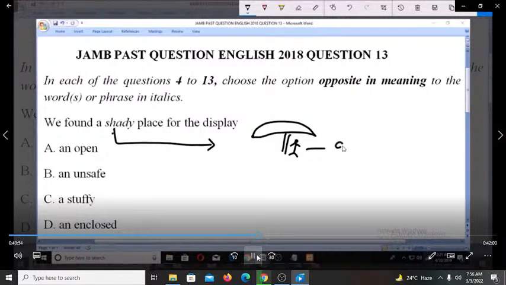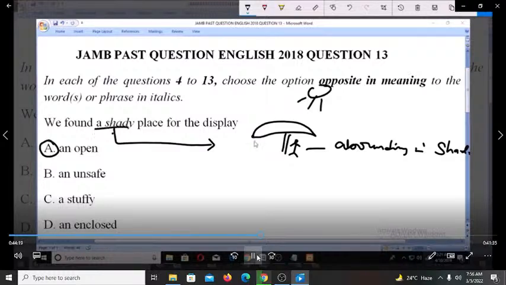You understand? So shady means something that is abounding in shade. That place is shaded. Shade is something like a canopy covering it, a place that is covered, a place that is not open, so that the sun will not be beating you. That is shady. So you can simply see that the opposite will be open.